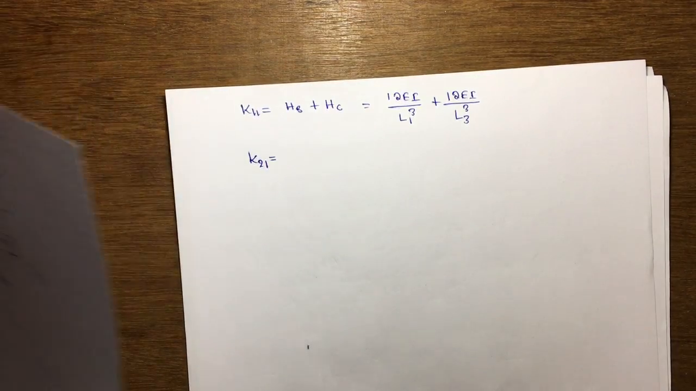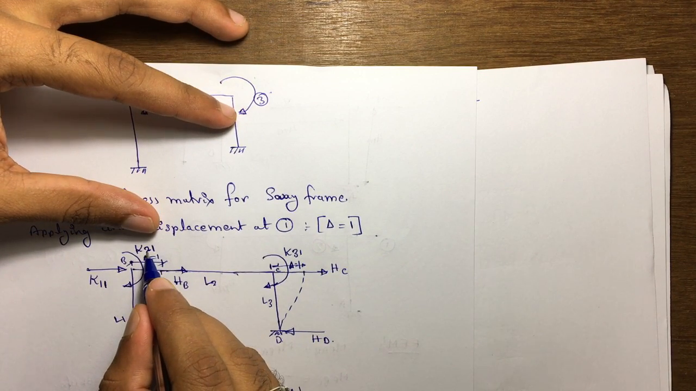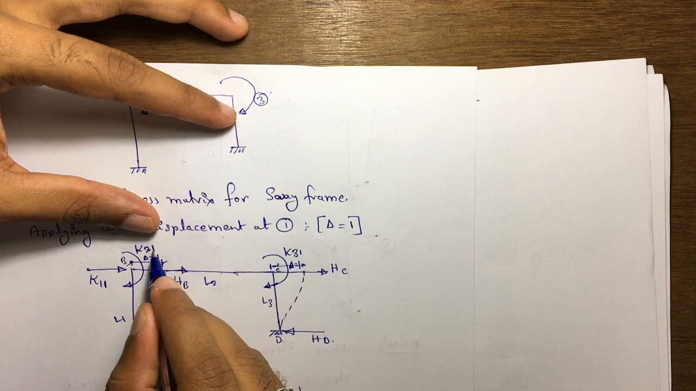Same way, next one, K21. How to find K21? That is the force at 2 due to unit deflection at 1.